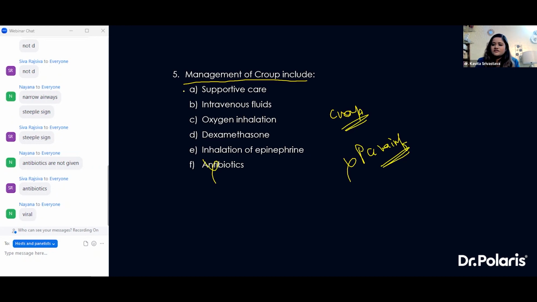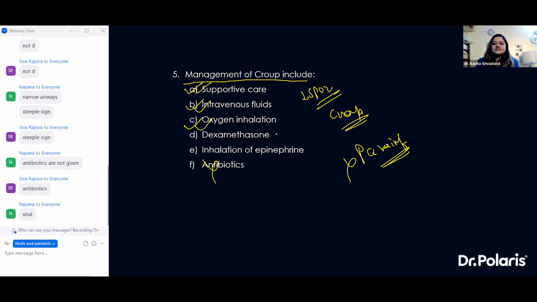So that is why initially we have to give supportive care. That means we have to make the child comfortable. We have to give oxygen support and make a good position for the child, and IV fluid to rehydrate the patient. Oxygen inhalation, because definitely it's a respiratory infection, there is going to be a fall in SpO2 level.